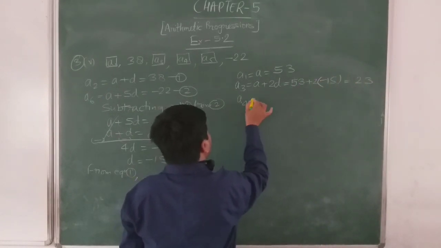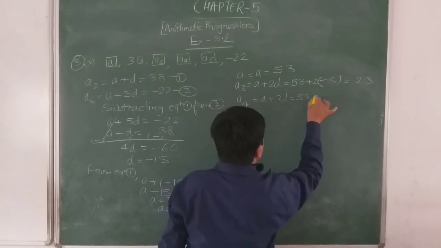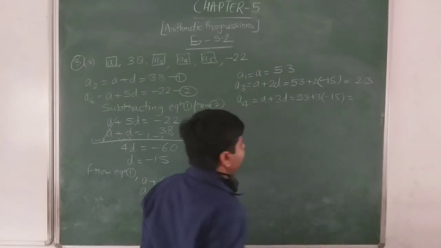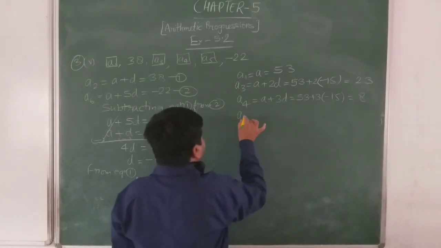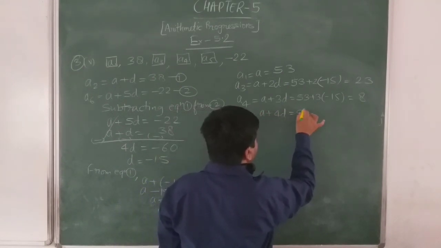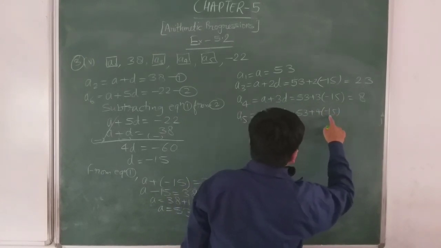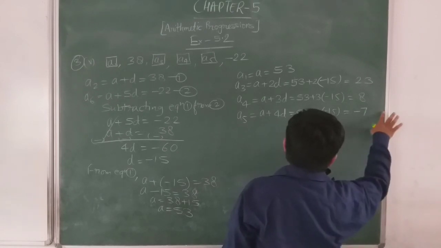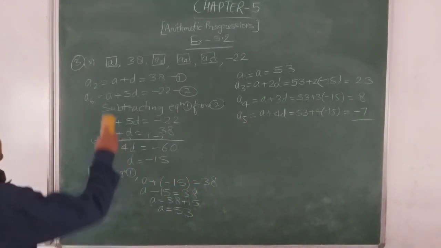Next value we have to find a4, that is a plus 3d. A is 53 plus 3 into d, that is -15. 15 times 3 is 45, subtracted from 53, that is 8 we left. Now a5, a plus 4d equals to 53 plus 4 into -15. 15 times 4 is 60, minus 60 plus 53, so it will be -7. This is your answer. Now move to next question, that is question number 4.